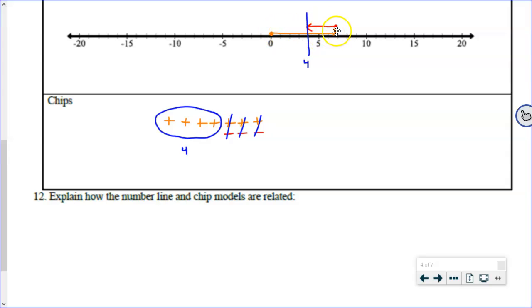If an arrow goes to the right for positive, how am I representing negatives on the number line? I'll just keep waiting. I'll repeat the question one more time. We represent positives, as Joshua said, with an arrow going to the right. How do we represent negatives? Alexis? An arrow going backwards to the left.